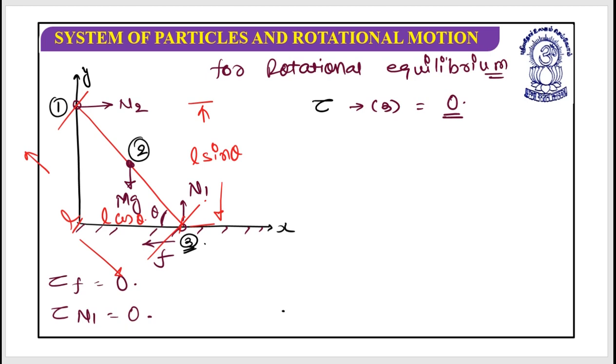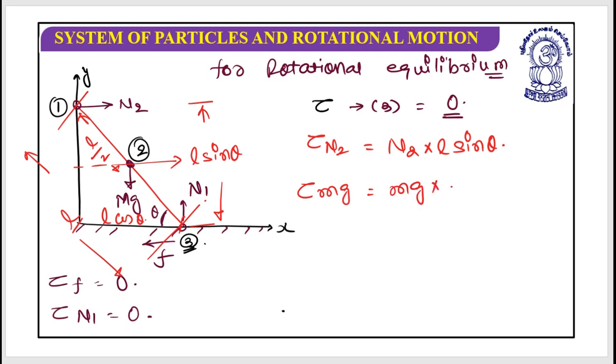Now tell me which component is parallel and which component is perpendicular. For n2, L sin theta will work as the perpendicular distance. So the torque due to n2 would be equal to n2 into L sin theta. Great. Now let's talk about the torque due to mg. This would be L by 2, half of the distance. So for mg, the perpendicular distance is L by 2 cos theta. So the torque is mg multiplied by L by 2 cos theta. I hope this is clear. Is it clear?